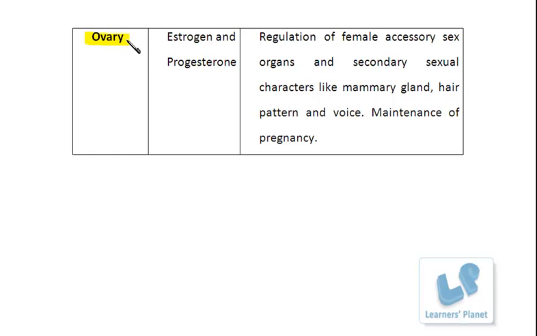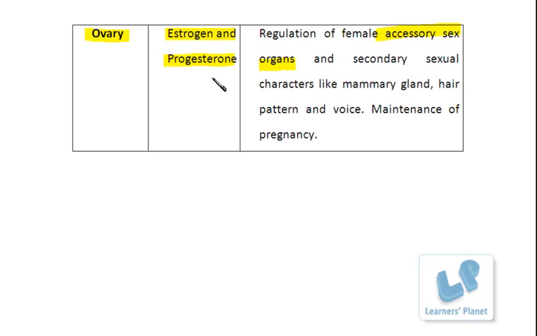Next one is the ovary, and this ovary secretes the hormones which are known as estrogen and progesterone. So as the testosterone has a particular function in the males, a similar function is performed in females by these hormones. These hormones regulate the female accessory sex organs, or we can say they help in the maturation or the development of the reproductive organs of the females. And besides this, they also help in the development of the secondary sexual characteristics in the females.